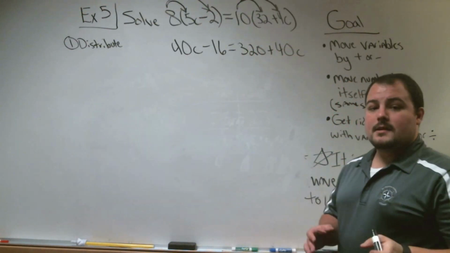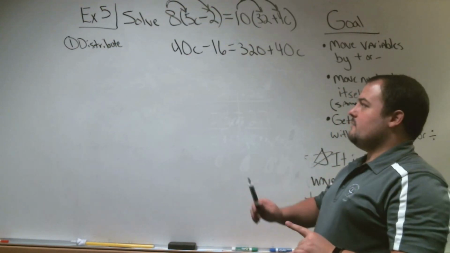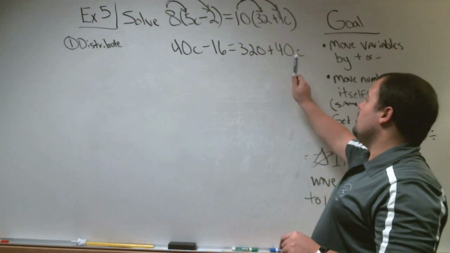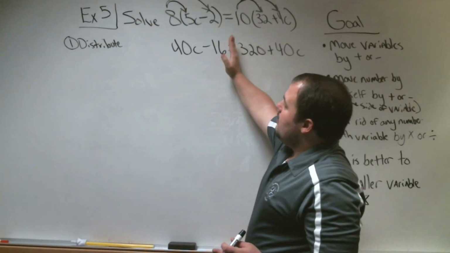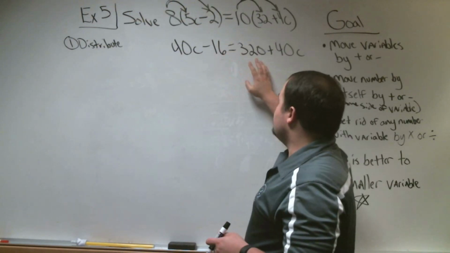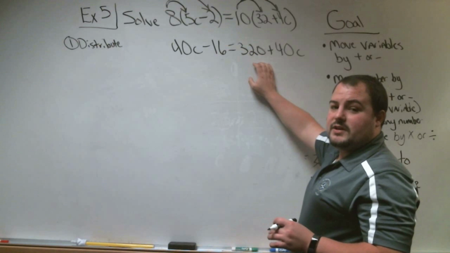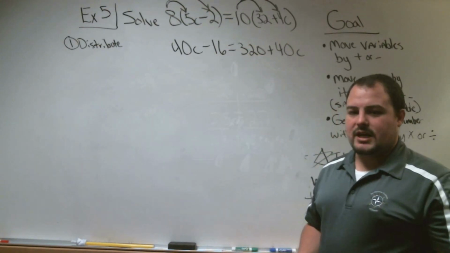Okay, so the reason why we're going to have something special happening here is because if we look, we have 40c and we have 40c on both sides. So what this is saying is, if I have 40 of something and I take away 16, it's going to equal 320 of something, and I'm going to add 40 of that something to it. But that doesn't sound right.